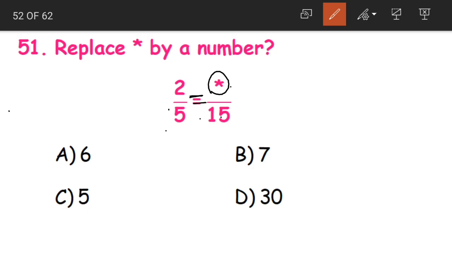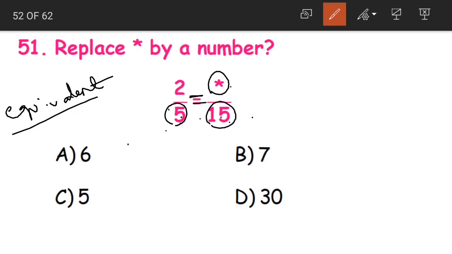The given fractions here are our equivalent fractions. Both the given fractions are equal to each other. Now if you look at the denominator, here we have 5 and here we have 15. How will we get 15? 5 into 3 is equal to 15. Yes, 5 into 3 is equal to 15.